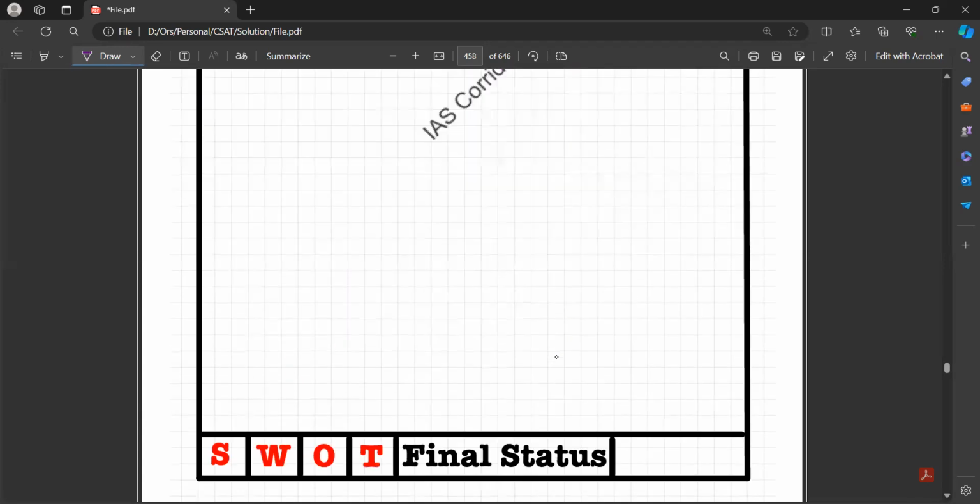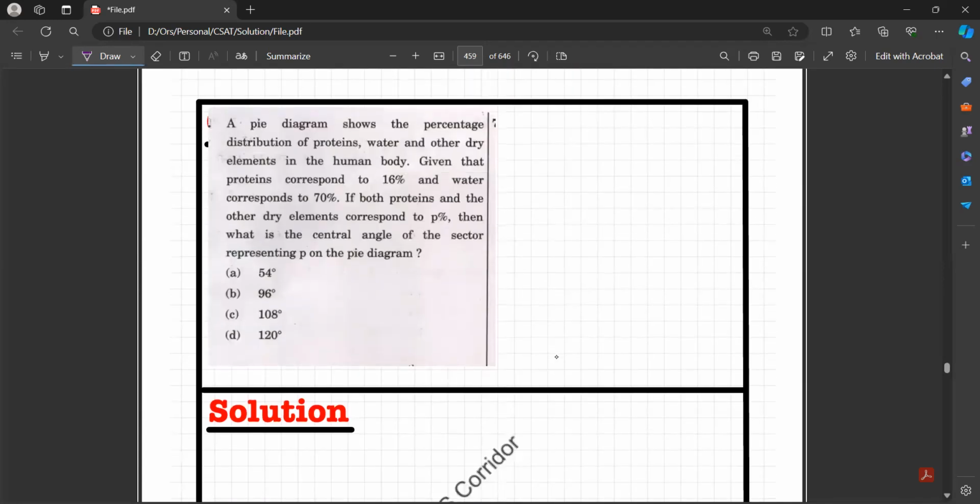Let us go to the next problem. A pie diagram shows the percentage distribution of proteins, water, and other dry elements in the human body. Given that proteins correspond to 16% and water corresponds to 70%. Therefore, dry elements will correspond to 14%. Both proteins and the other dry elements correspond to 30%, that is P%. So P equals 30.